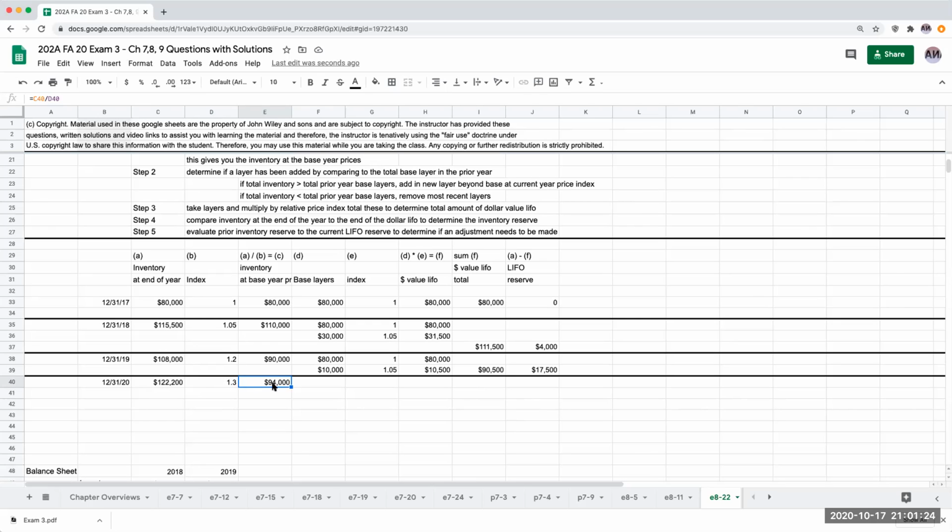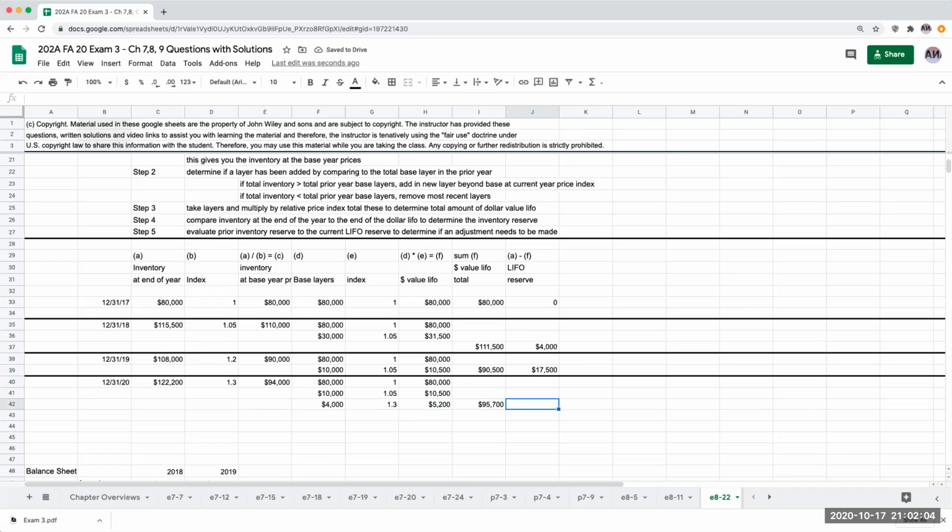The amount of this exceeds the prior amount, so I'm going to be adding on a layer. The amount of the layer I add on is the difference between these two. So I'll still have the 80,000 at 1, I'll have the 10,000 at 1.05, but now I'm adding 4,000 at 1.3. When I multiply these through, I get a total for my inventory under dollar value LIFO of 95,700.